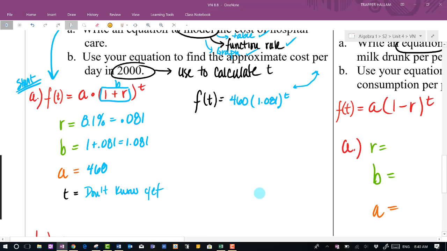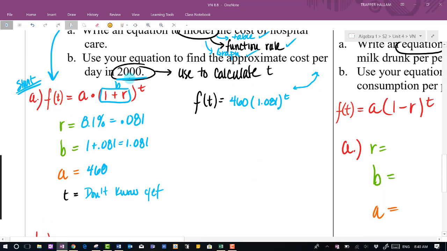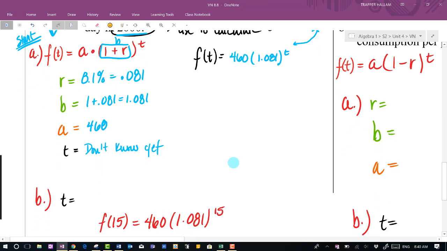So part B then asks us to approximate what it's going to cost in the year 2000, or what it did cost in the year 2000. So to do that, that means that we're going to calculate our t by taking the year 2000 and subtracting 1985. Right? That's going to give us the difference, or how much time change there is, and of course that's 15 years.